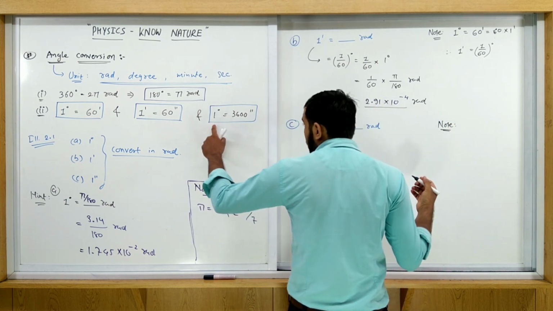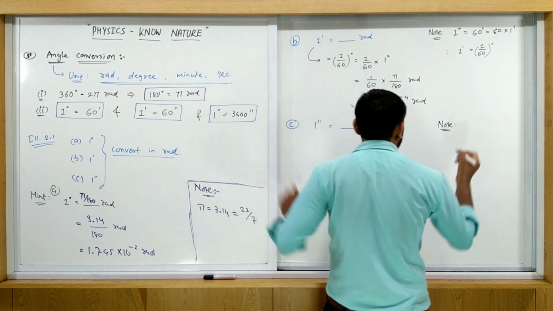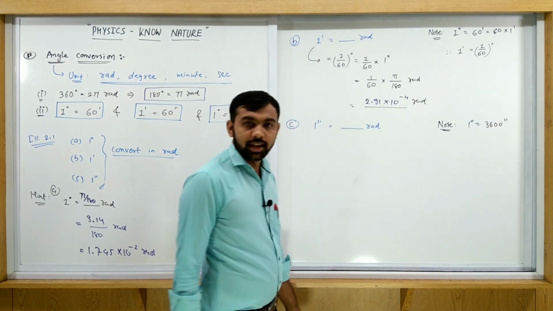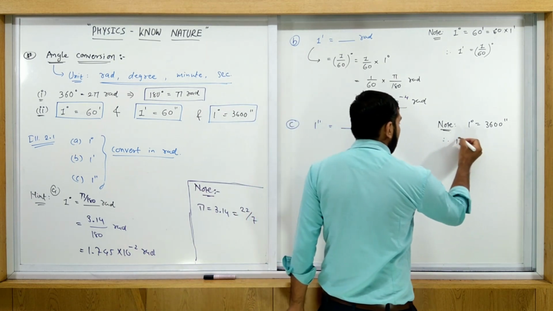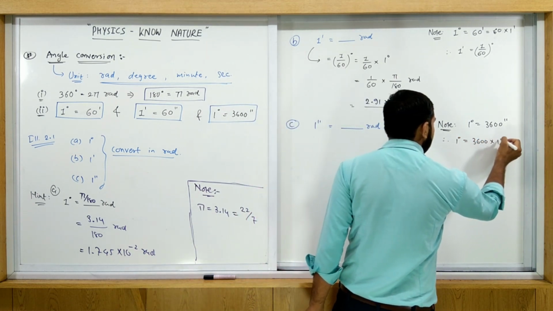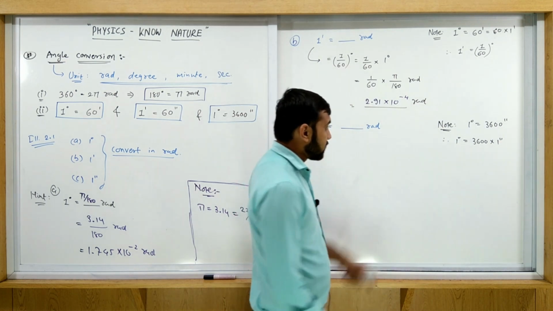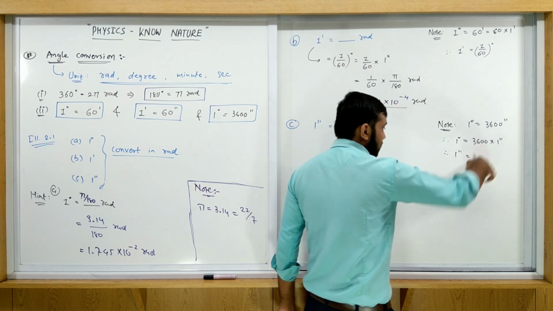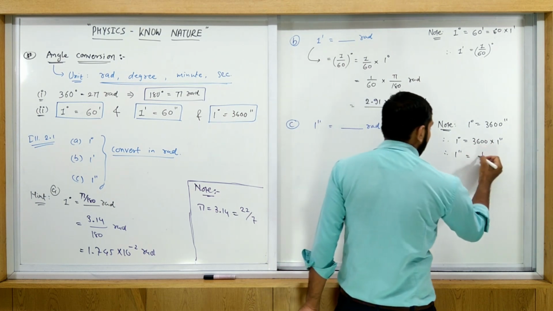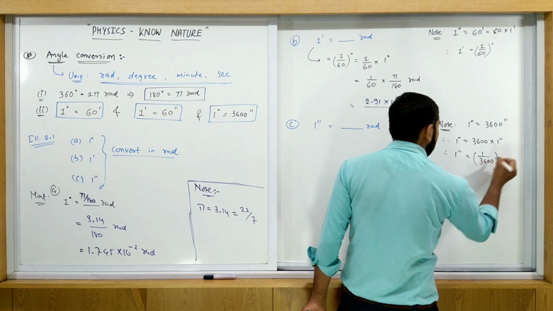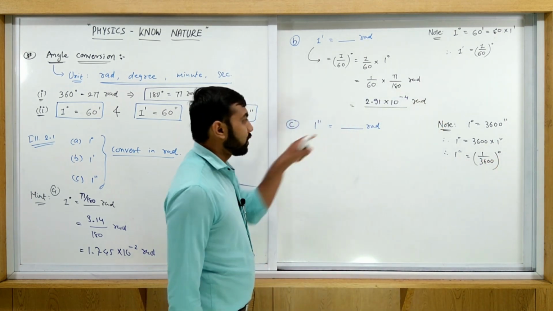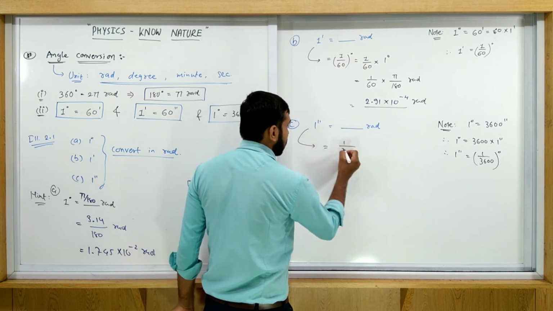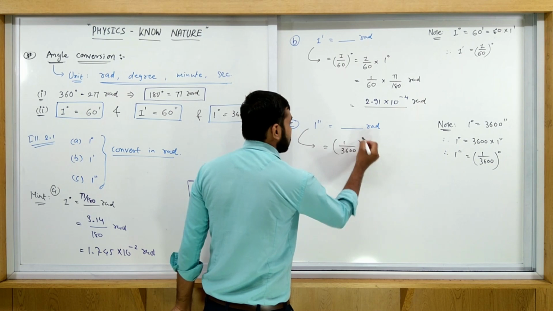1 degree is equal to 3600 seconds. So 1 degree is equal to 3600 multiplied by 1 second. So find 1 second from here. 3600 is in multiplication, so it comes into the denominator. So 1 upon 3600 degree. Put this value here. So finally we get this answer: 1 second is equal to 1 upon 3600 degree.